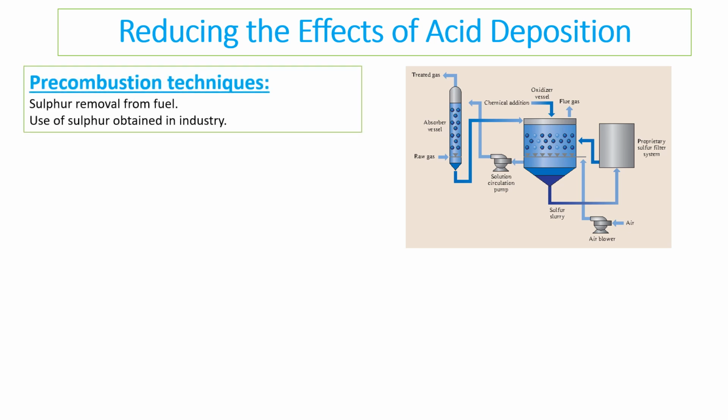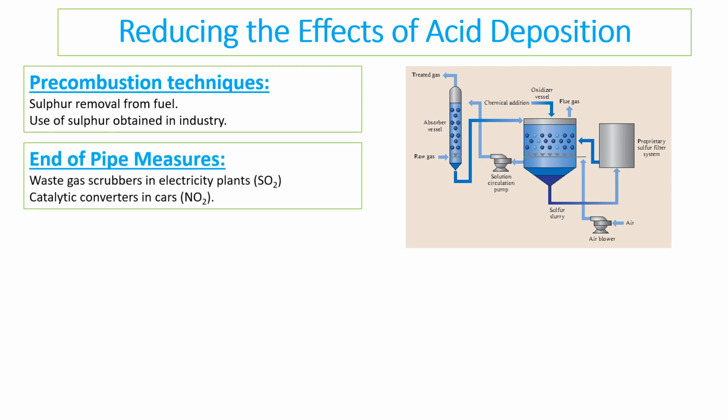We can also do pre-combustion techniques, so we can remove the sulfur from the fuel. So petrol, for example, in the UK is sulfur-free. That has cost extra money because the sulfur can be taken out using chemical engineering. That sulfur then can be obtained and used in industry, so it has a second benefit.